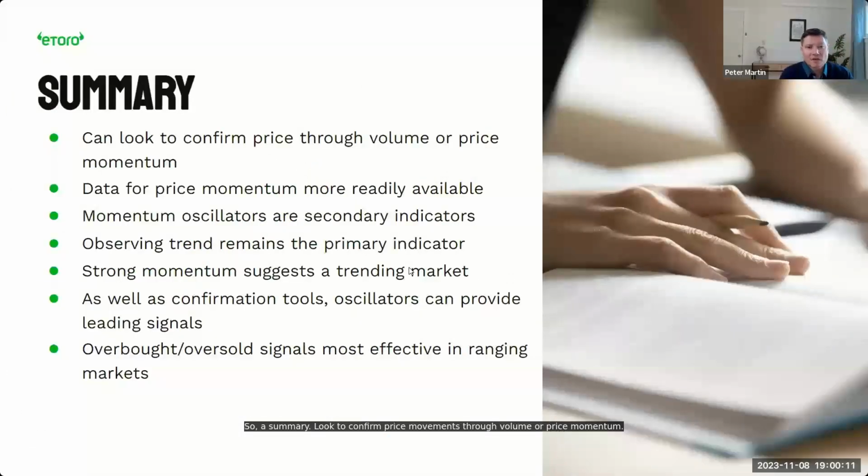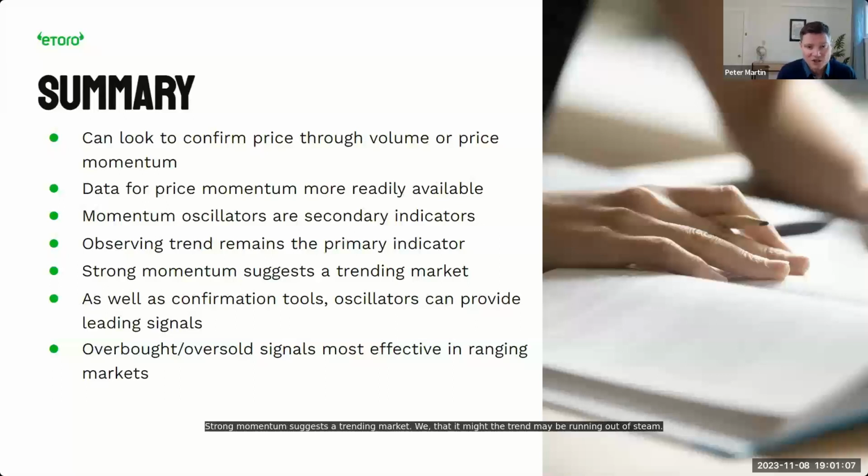So, our summary. We can look to confirm price movements through volume or price momentum. We talked about volume and some of the difficulties of it. One of the advantages of price momentum is that the data for that is readily available, very easy to use. It has the hindrance, of course, that it's not ideal in that it's not really completely separate data. It's in some ways just manipulated data of the same thing we're already looking at. We always use momentum oscillators as secondary indicators. Observing the trend is the thing we're most interested in. So our primary observations are always about what's going on with the trend in price, and then we're looking at the oscillator as a secondary thing to try and confirm our analysis.